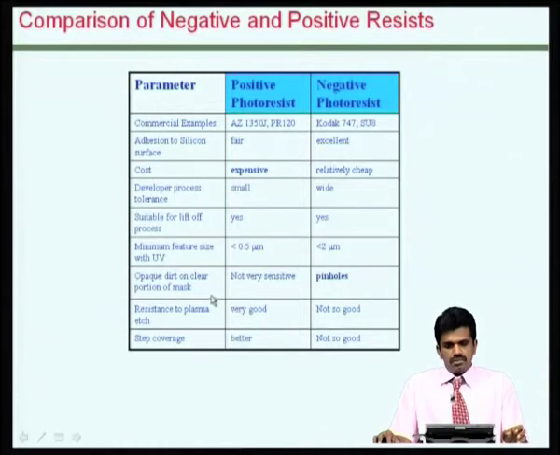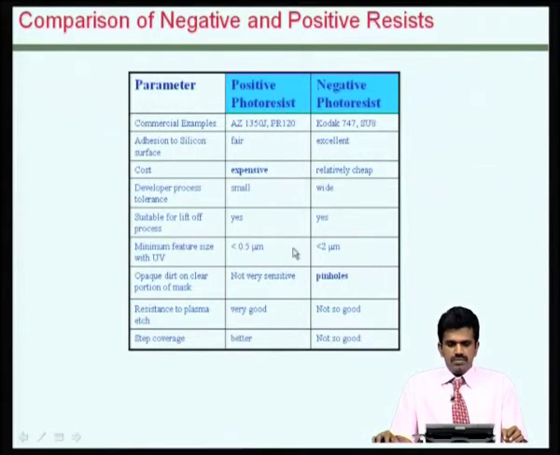If there is some dirt on the mask plate, that would result in what are called pinholes in the negative when we use negative photoresist, whereas the chances of forming pinholes is almost negligible and almost never possible in the case of positive photoresist. On the other hand, positive photoresist is typically more expensive.